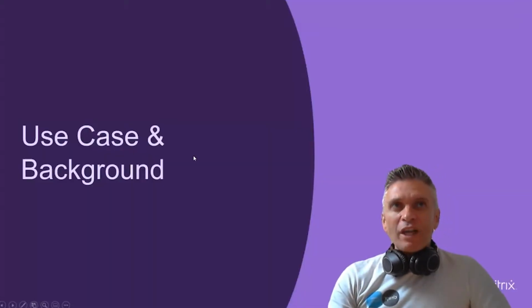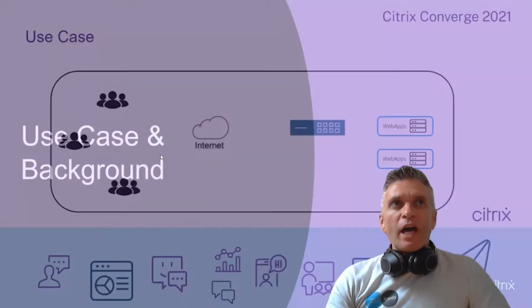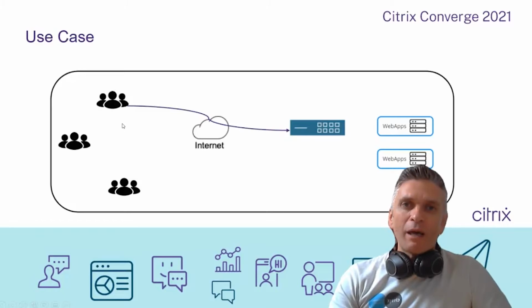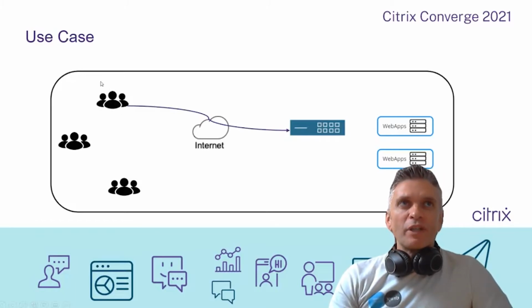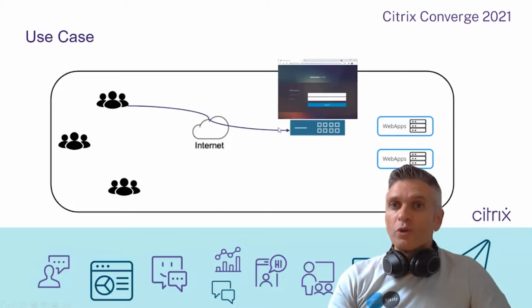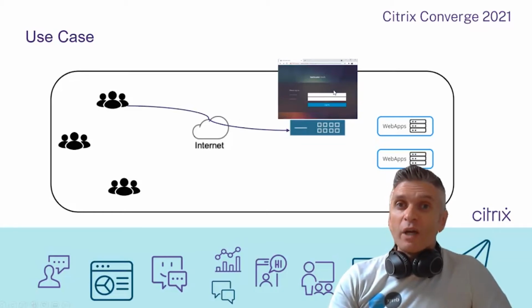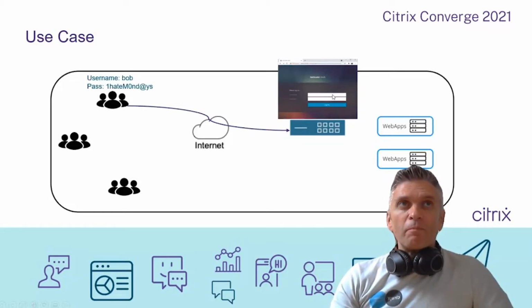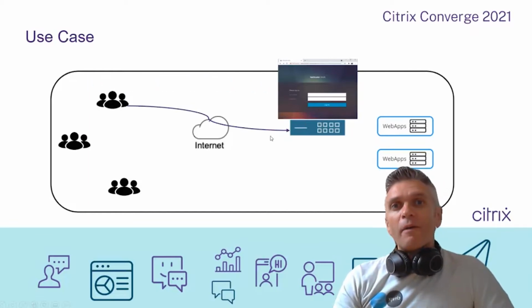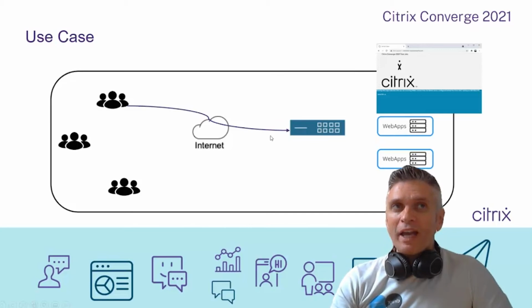So a little bit of the use case and background. Where this came from, we had a customer who said that they have users who access an application. They wanted to put authentication against that, which they did. So when the user goes to their usual URL, they suddenly get redirected to a login page. They put in their credentials. So you can see that there, they log in and then they get through to the back end.